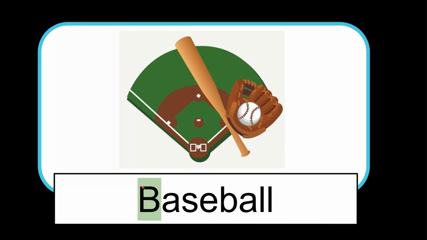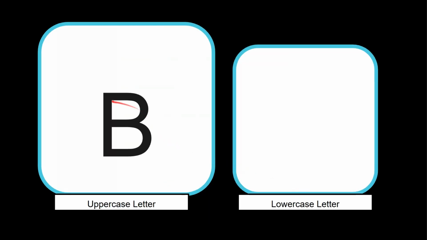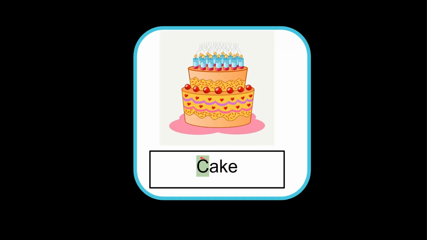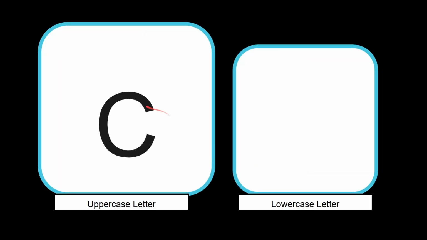Next letter is B, just like in the word baseball. We have the uppercase B and the lowercase b. Next, we have the letter C, just like in the word cake. We have the uppercase C and the lowercase c.